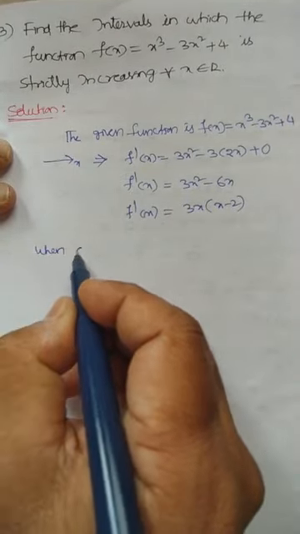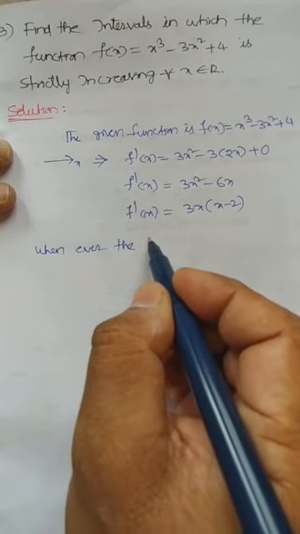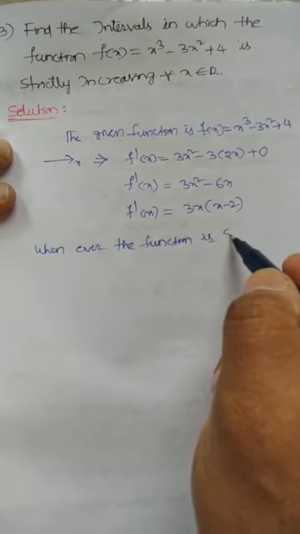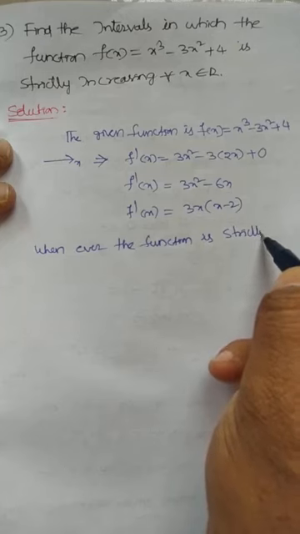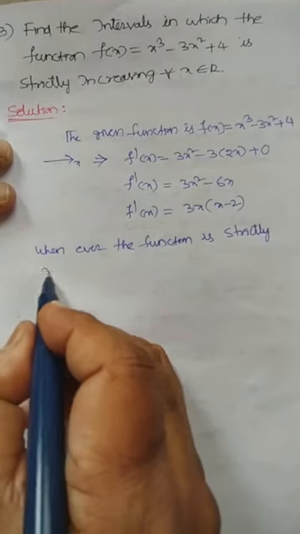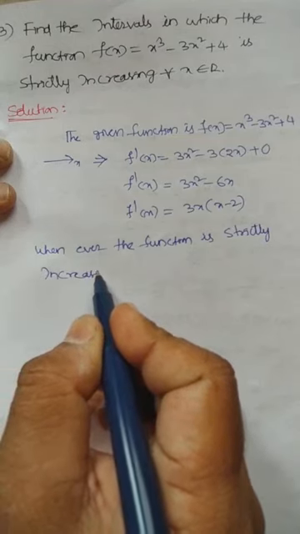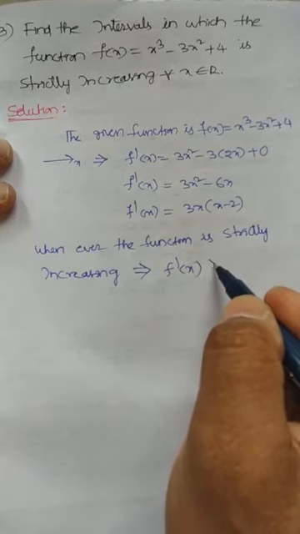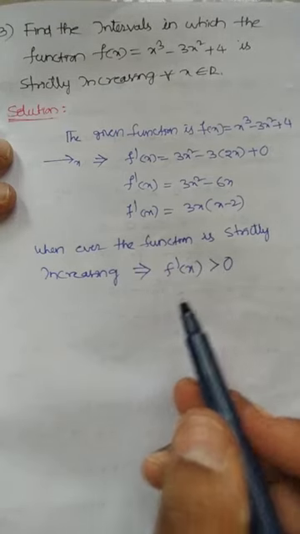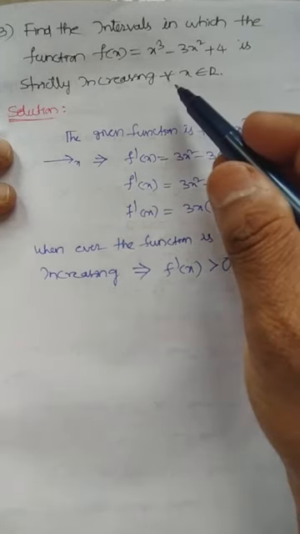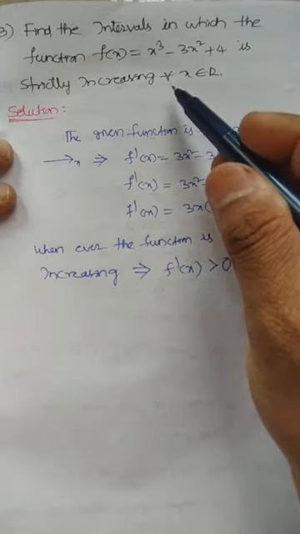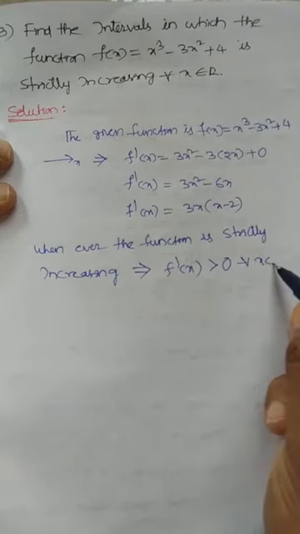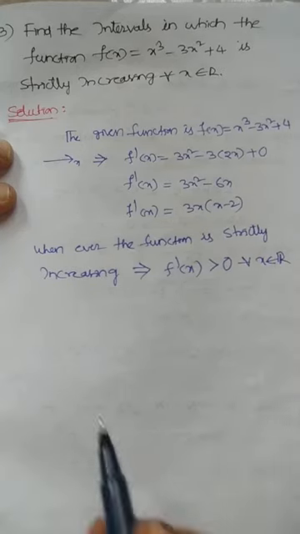Whenever the function is strictly increasing, that implies f dash of x must be greater than 0. The data given in the problem is that the function is strictly increasing for all x belonging to the real number system R. That is what he had given.